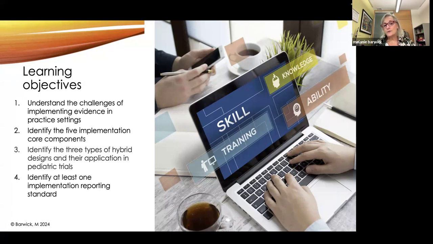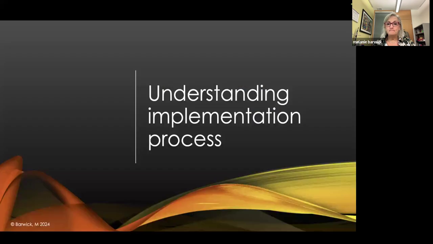Then we'll talk about 3 types of hybrid designs and go through some examples of how they have been applied in pediatric settings. I'm also going to introduce you to the standards for reporting implementation, the StaRI guidelines, that you can find in the Equator Network as an important tool to use as you are developing your innovations, developing your clinical trial designs, and executing and reporting on them.